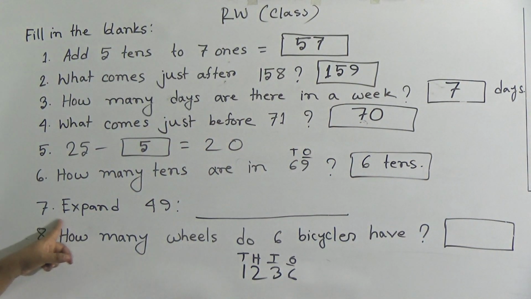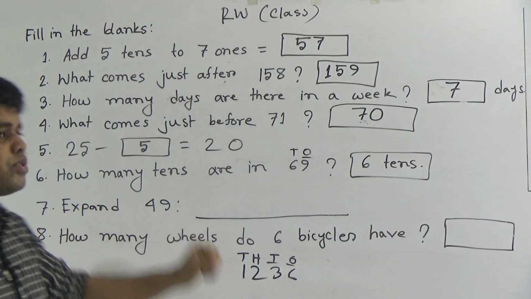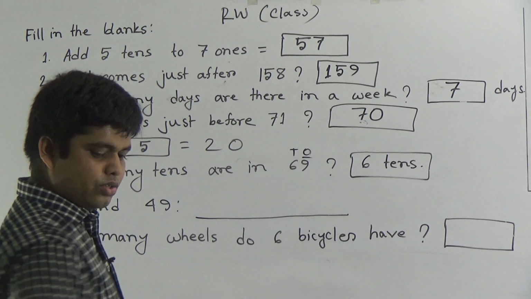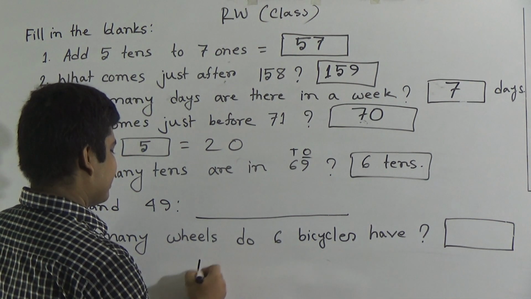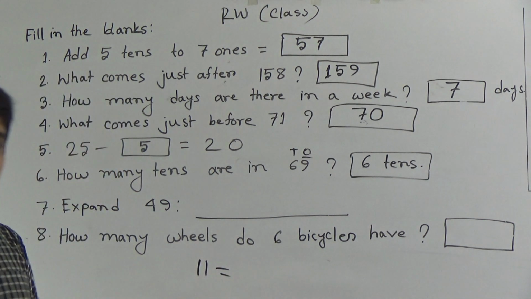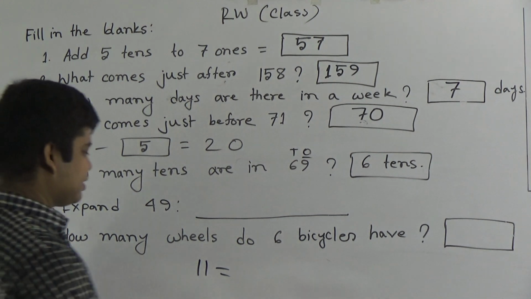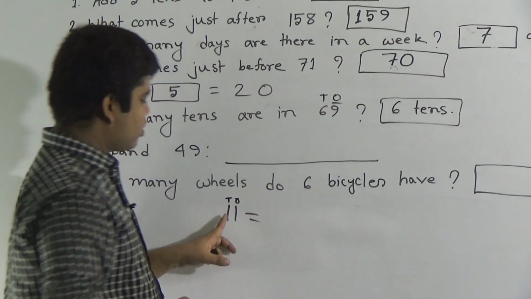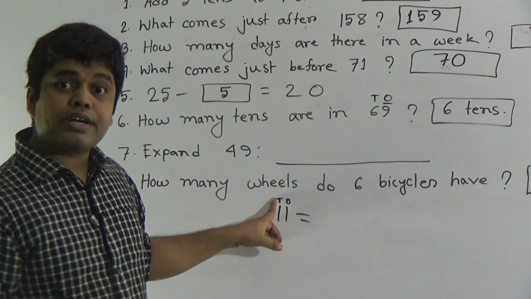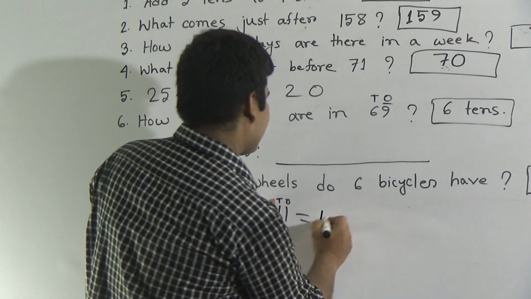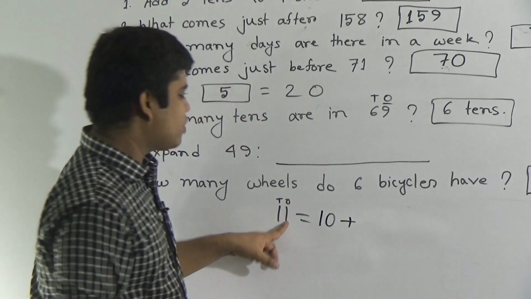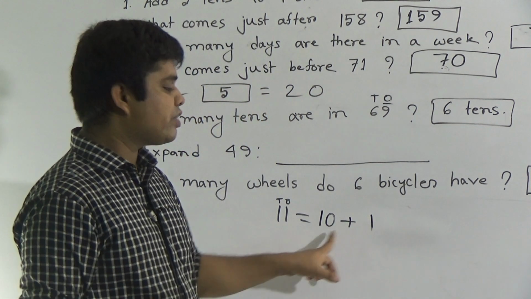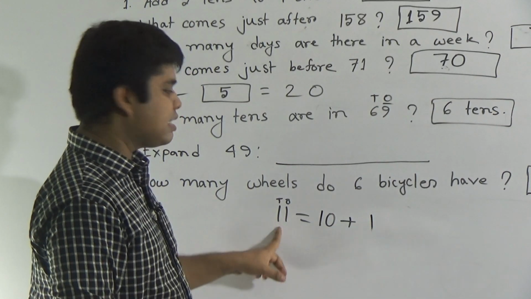Now, expanded form of 49 equals what? Expanded form means we write ones and tens. 1 ten, 1 ten means 10, plus 1 one means 1. That means if I add 1 with 10, then we get 11.